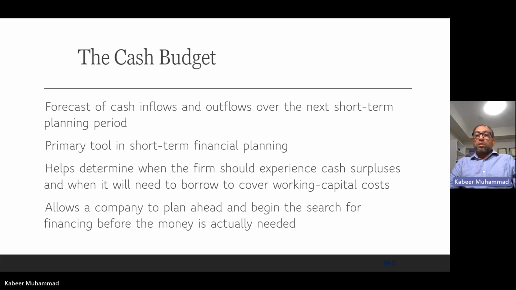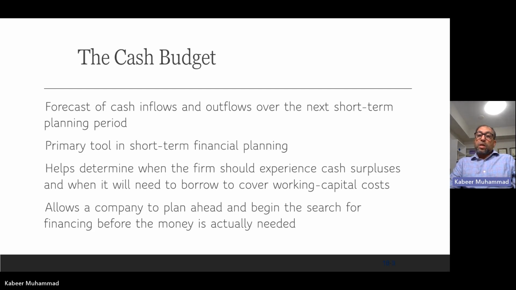The objective of the cash budget is to find out how much cash is going to flow in and how much cash is going to flow out of the business. We already discussed the sources and uses of cash in our first part. It is the primary tool in short-term financial planning. This budget helps determine when the firm should experience cash surpluses and when it will need to borrow to cover working capital.